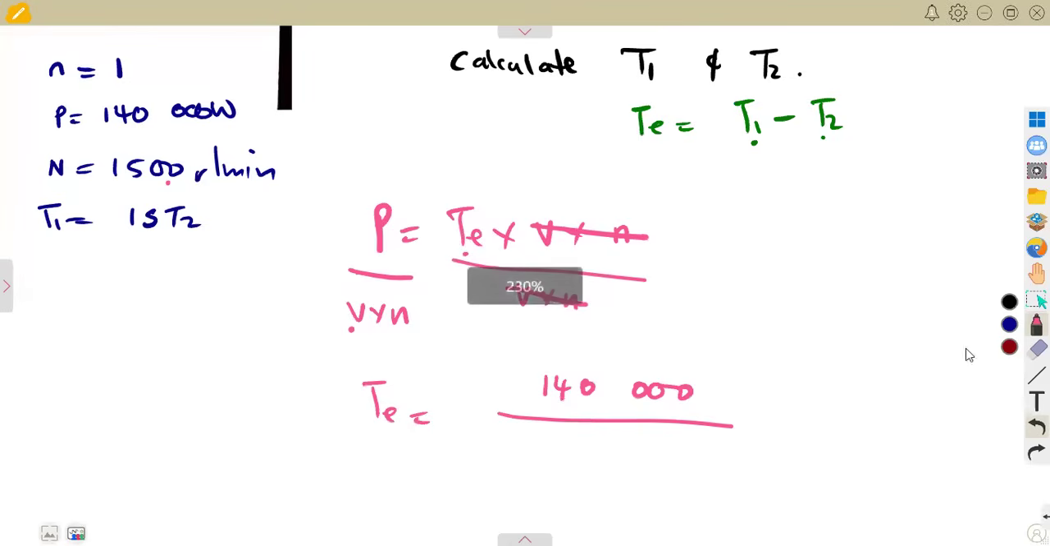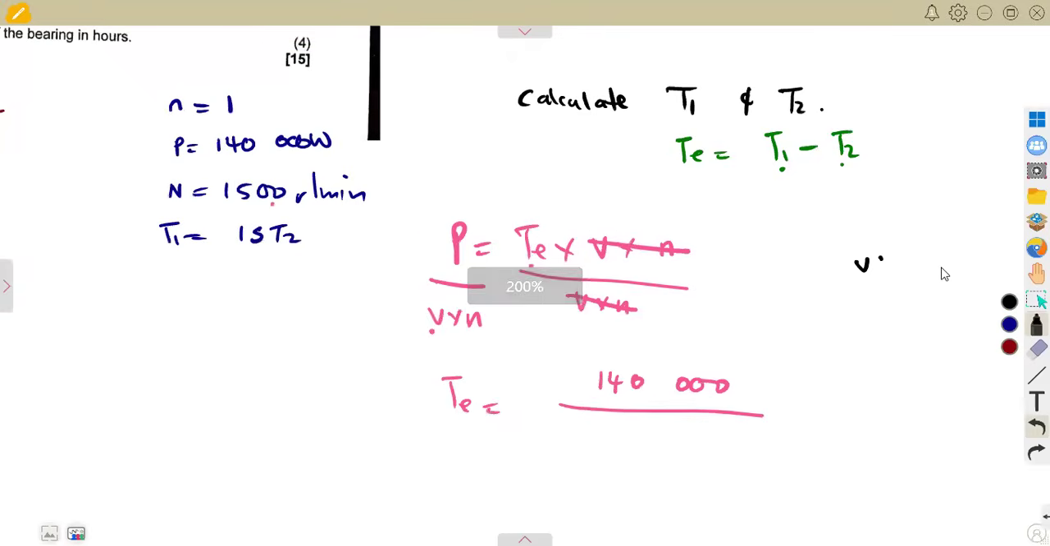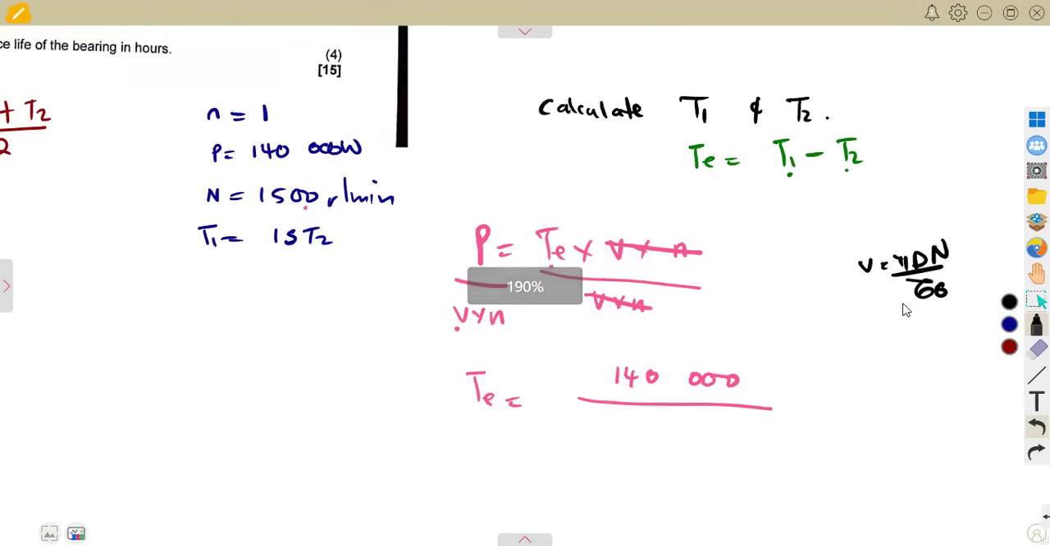We do not have the tension. So in that case, our velocity is going to be given by pi dn over 60. So take note. All right, guys, we need this velocity. We're going to calculate this V. No problem, from the speed of 1,500.